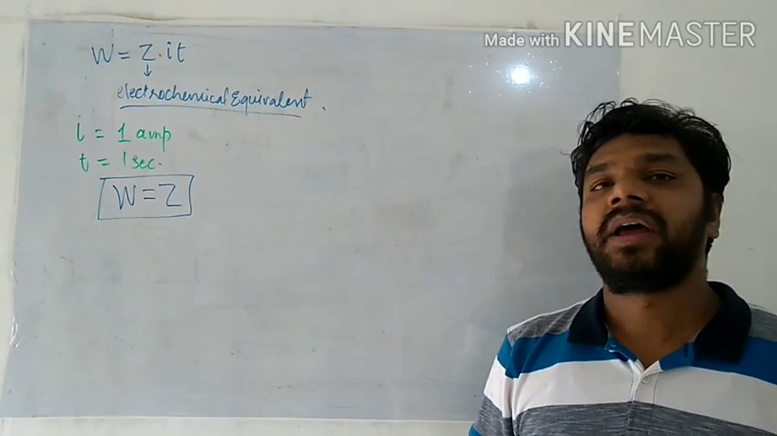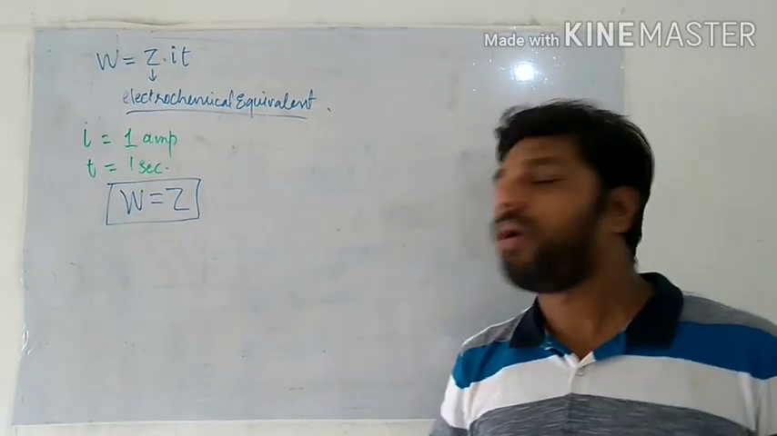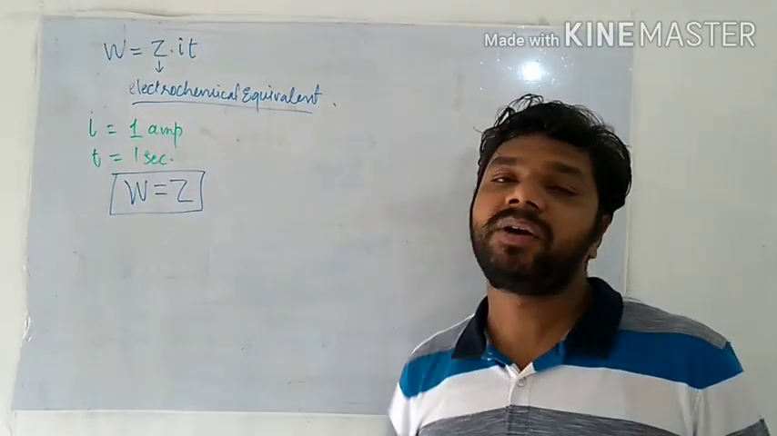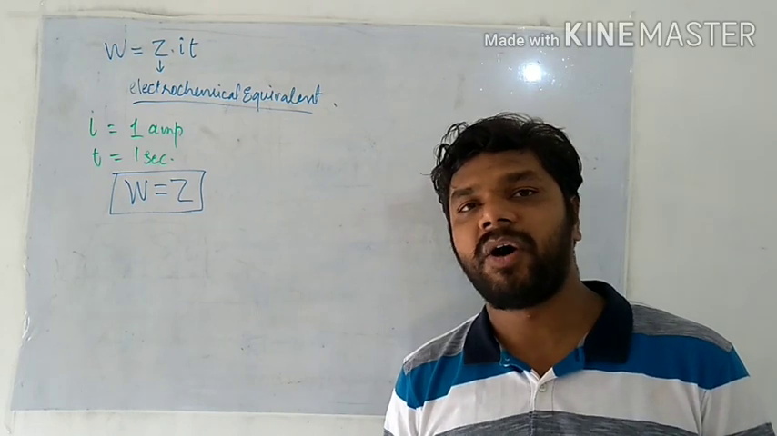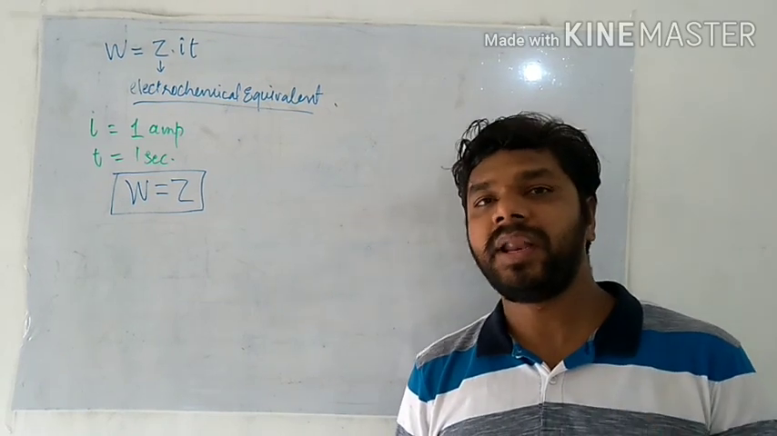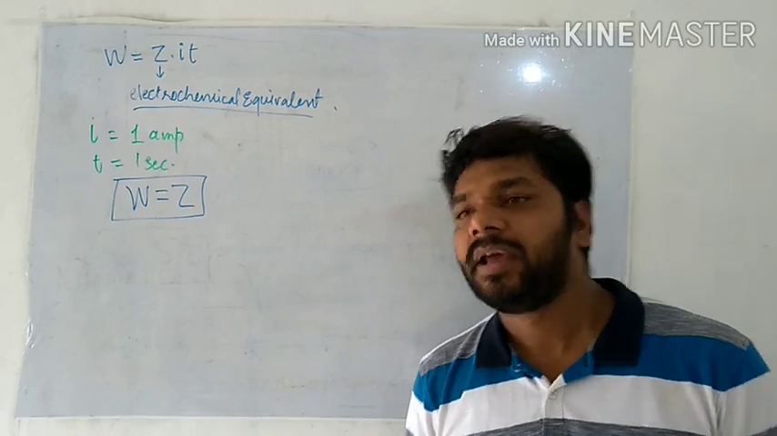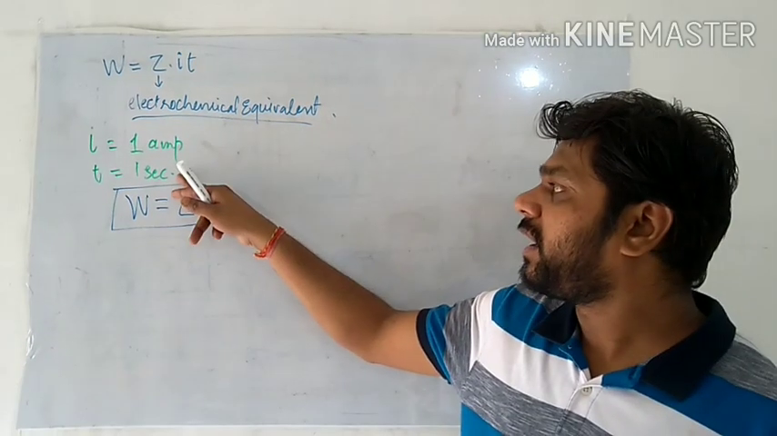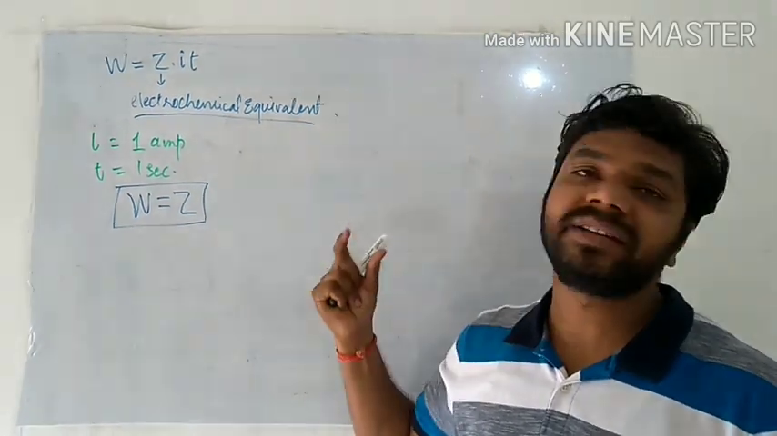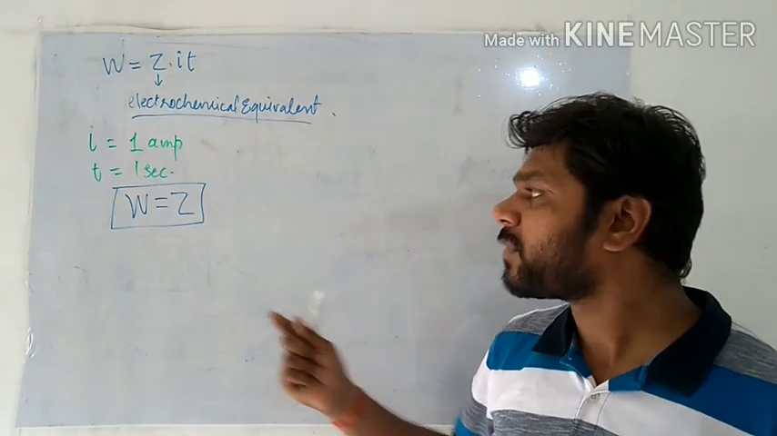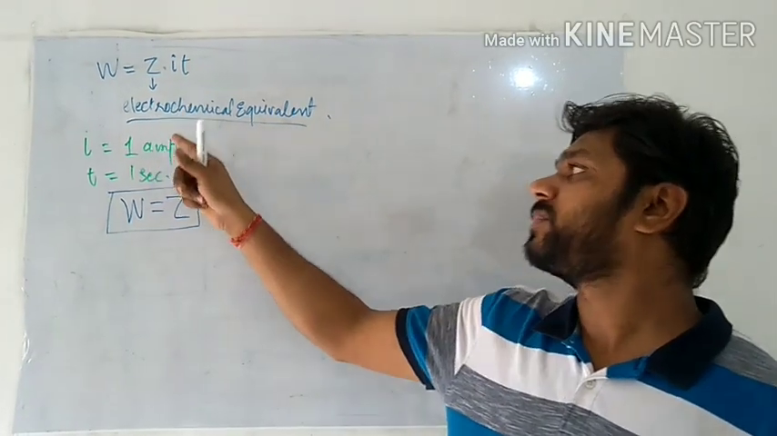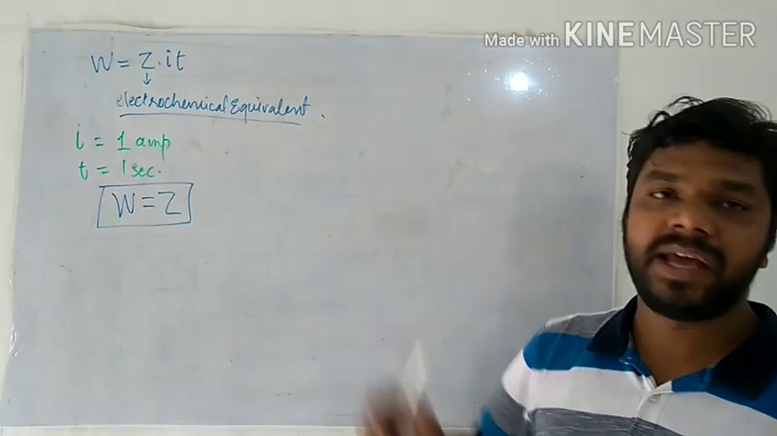It means Z, or electrochemical equivalent, is equal to the mass of substance deposited on electrode on passing 1 ampere current for 1 second. यानी अगर हम 1 एम्पियर करंट 1 सेकंड तक पास करेंगे तो जितना मास किसी भी इलेक्ट्रोड पर डिपॉजिट होगा उसको हम बोलेंगे उस सब्सटेंस का इलेक्ट्रोकेमिकल इक्विवेलेंट.